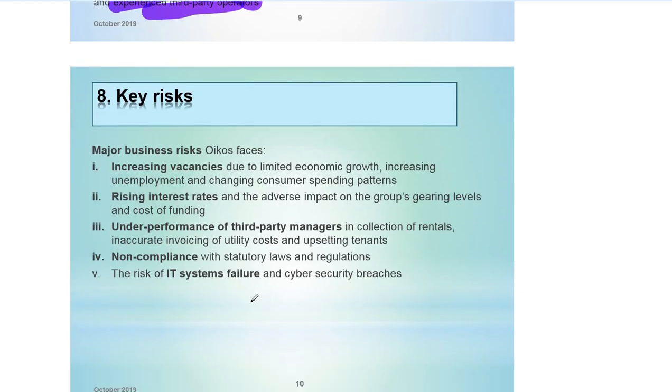Non-compliance with statutory laws and regulations. So what will a company of this nature be not complying with? They could be not complying with the laws and regulations surrounding their books, mainly not paying over the tax to SARS, or not complying with the Companies Act, or it could be matters specific to the industry, where they're not complying with the laws and regulations surrounding property market investment.